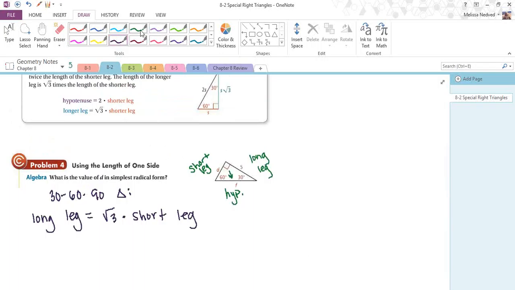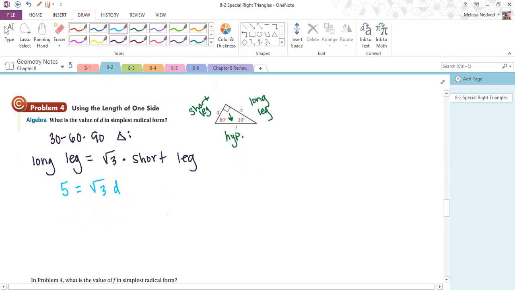And once you know which formula you're using or what you're looking at, the rest is just substitution like with our previous examples. So I'm going to replace long leg with 5, since my long leg has a length of 5, is equal to the square root of 3 times my short leg, which is the variable D. And now, this should look like we did in the past couple examples. I need to solve for D by dividing both sides by the square root of 3. So I get a value of D is equal to 5 over root 3.